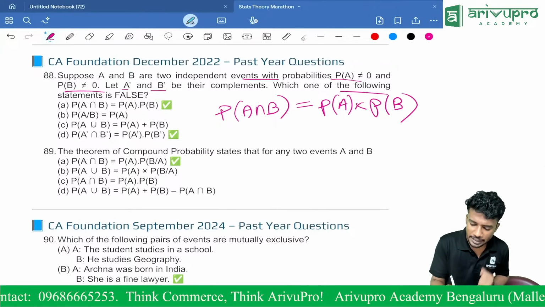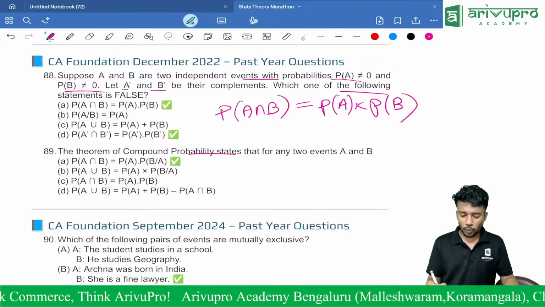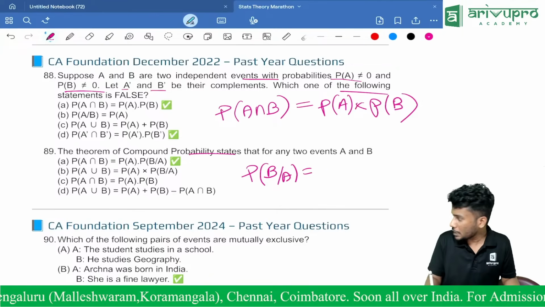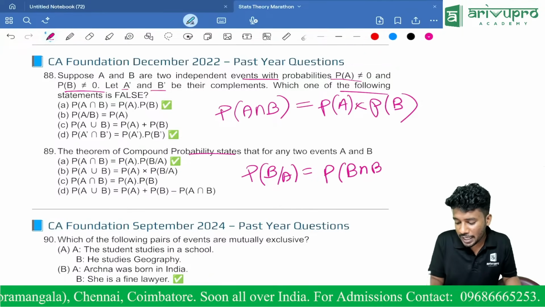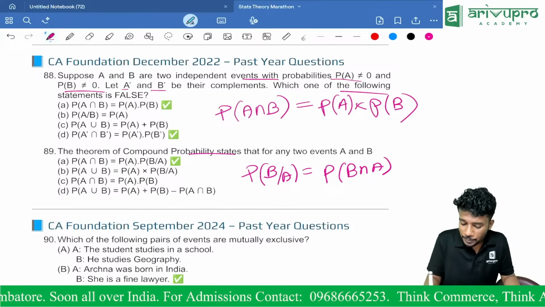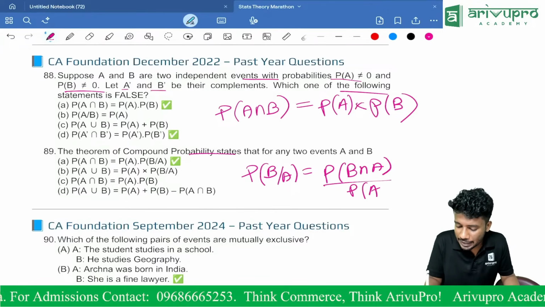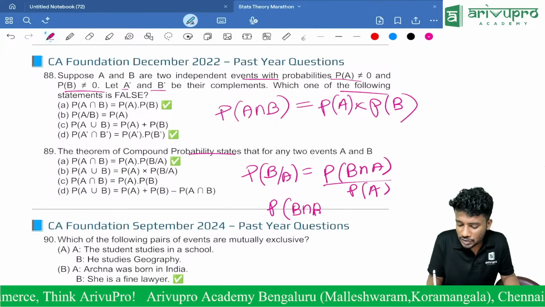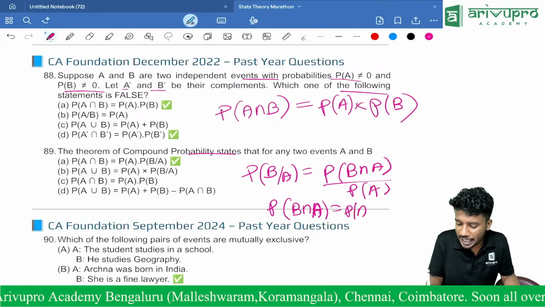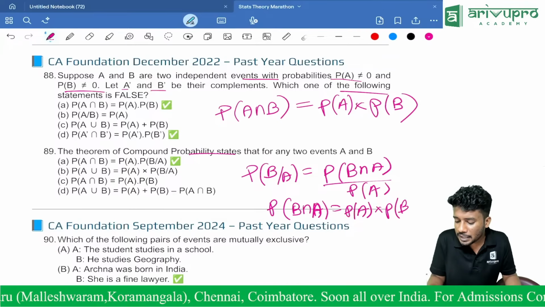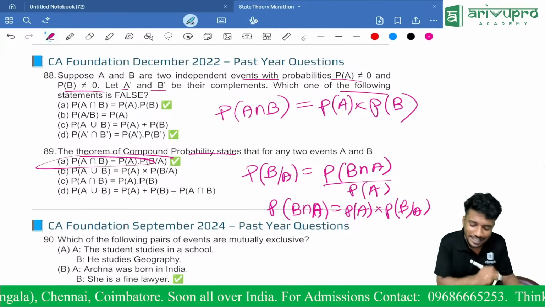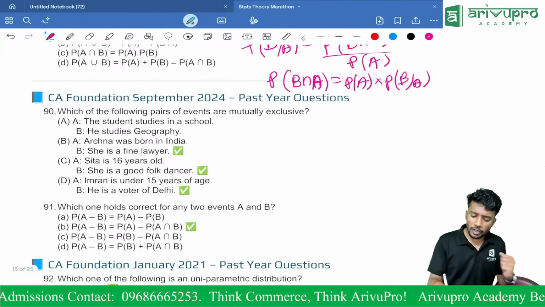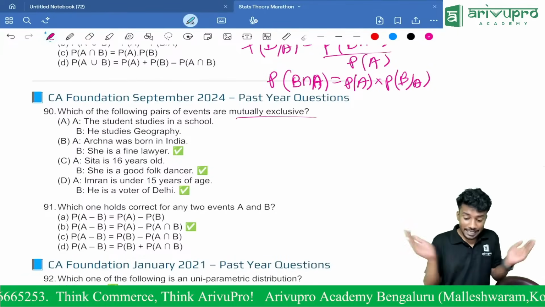Then the theorem of compound probability states what? We know that P of B given A can be written as P of B intersection A divided by P of A. Then cross multiply it, it will become P of B intersection A is equal to what? P of A into P of B given A. Looking at that, option A is your answer. Got the point, people?